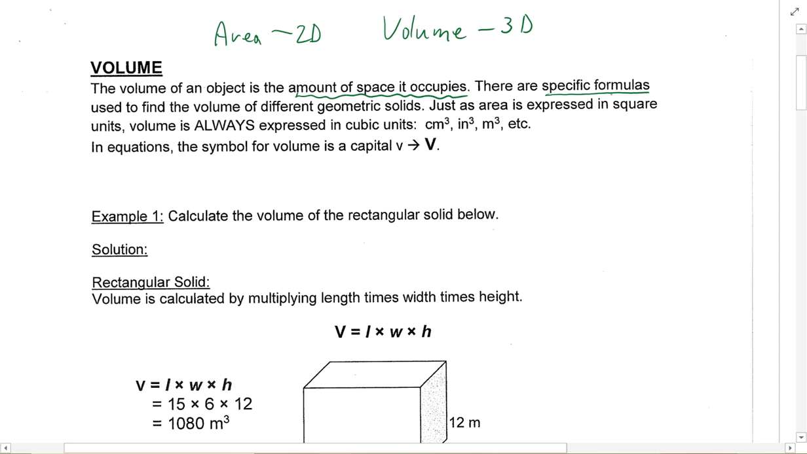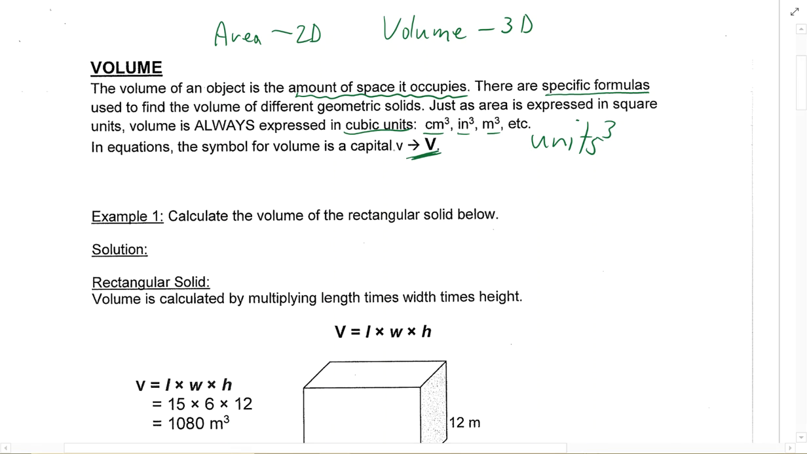Volume is always going to be expressed in cubic units. So centimeters cubed, inches cubed, meters cubed, units cubed, etc. We're working with the equations. Capital V is the letter that we're going to use for volume.